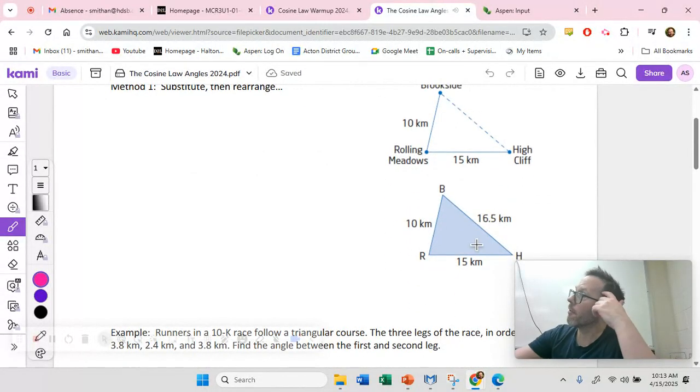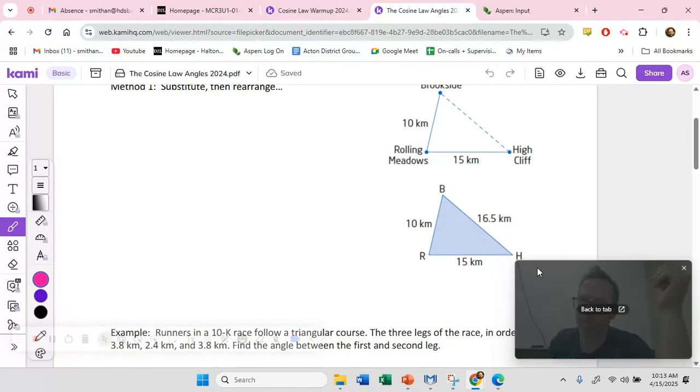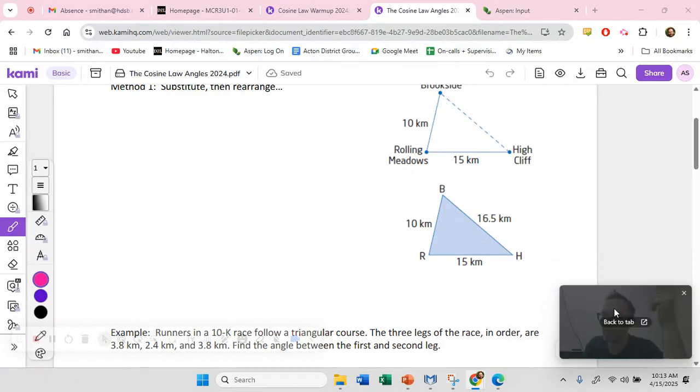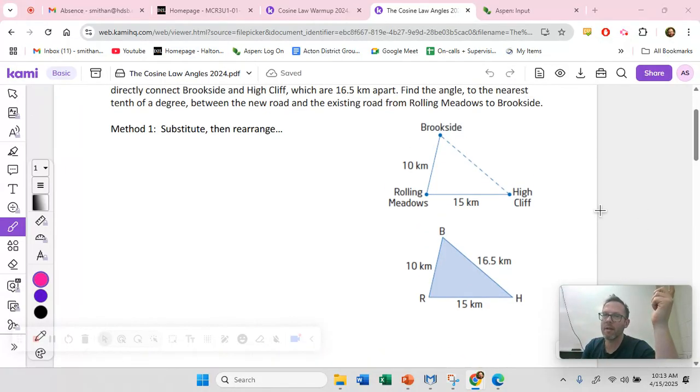Triangles that have all three sides known were the second case where we couldn't use the sine law. So today I'm going to show, or review, how to use the cosine law to find angles. I'm going to give you two methods. Most of you will pick the second method, okay? So let's dive in.